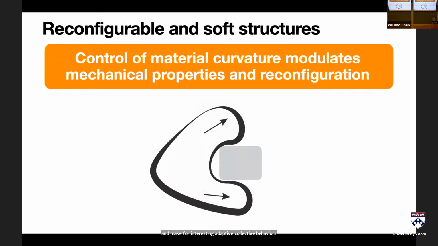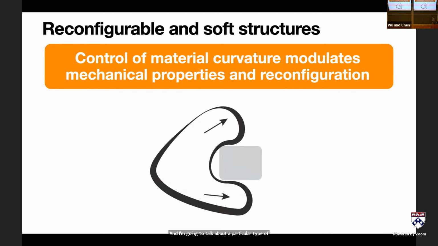So my talk is organized in these three different parts. I first want to start with talking about how we can think about structural mechanics as modulating and allowing for adaptive behaviors. And I'm going to talk about a particular type of structural mechanics here, which is the mechanics of curved planar structures.